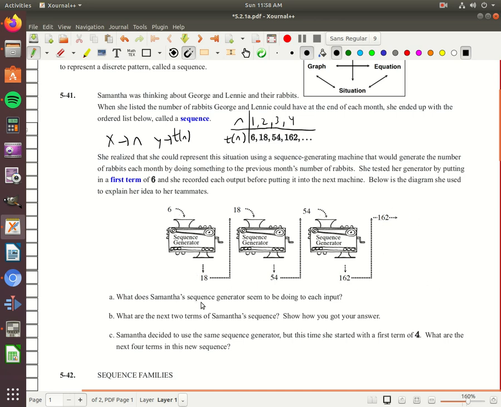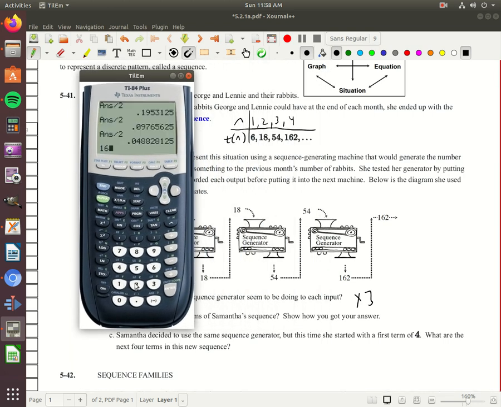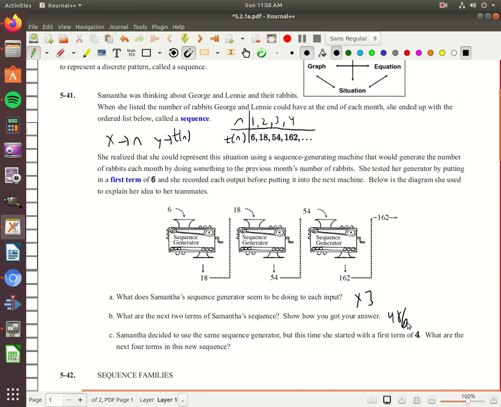So what does Samantha's sequence generator seem to be doing? Well, it seems to be multiplying by 3, right? 6 times 3 is 18, 18 times 3 is 54, 54 times 3 is 162, etc. So what are the next two terms of Samantha's sequence? Well, I think it's just going to be whatever 162 times 3, which will be 486 and 1458. So 486 and 1458 are the next two terms, and I got that by multiplying by 3.